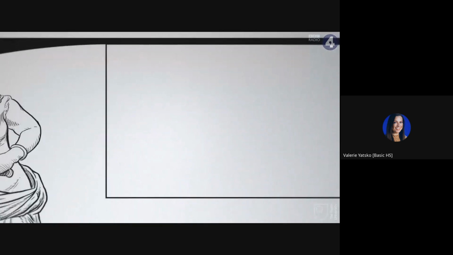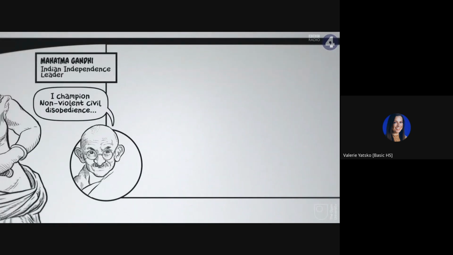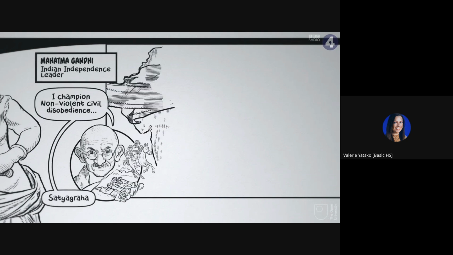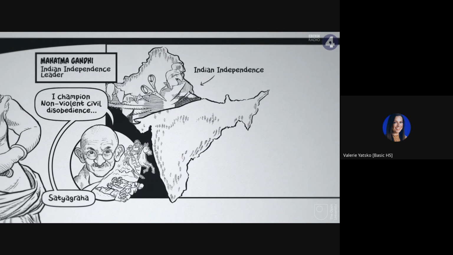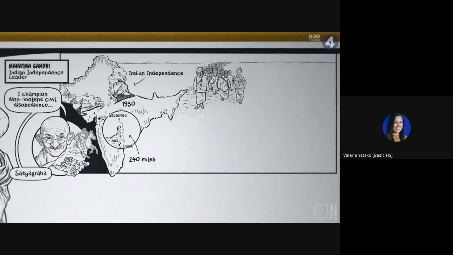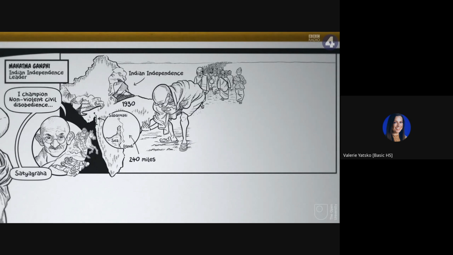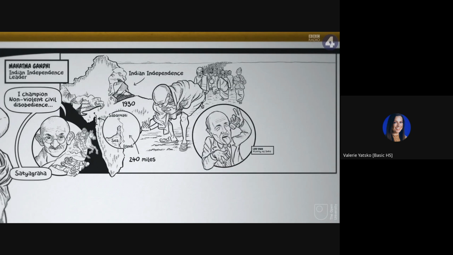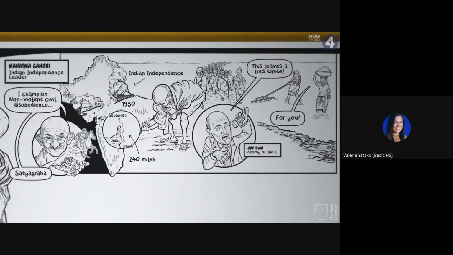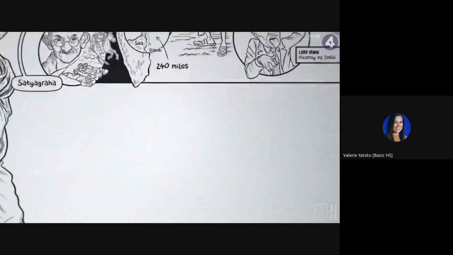Influenced by Thoreau, Mahatma Gandhi championed non-violent civil disobedience, or satyagraha, in his campaign for Indian independence. In 1930, he organized a long march to the sea. By picking up a few crystals of salt from the mud, he defied a British law forbidding Indians from making their own salt, inspiring thousands.